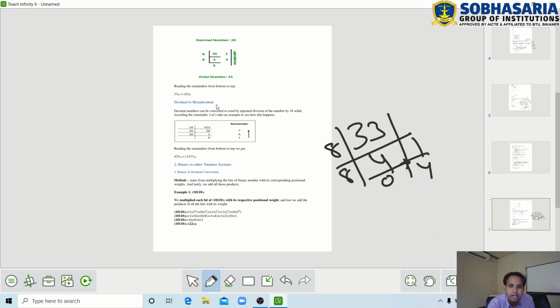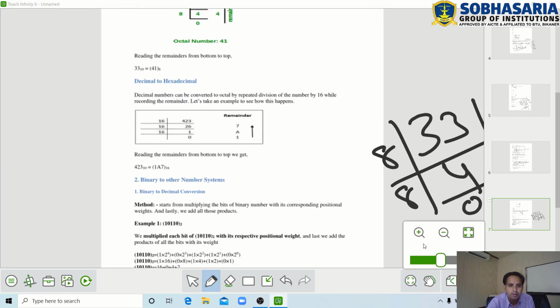Now decimal to hexadecimal. Decimal to hexadecimal, how does it convert? Again we use base 16, that is we divide the decimal number. The decimal number here is 423. So we divide it by 16 and we get the remainders 7, A, 1, and the answer, again we say bottom to top, will be 1A7.